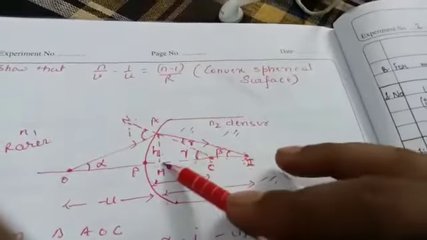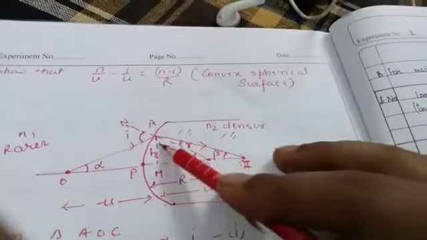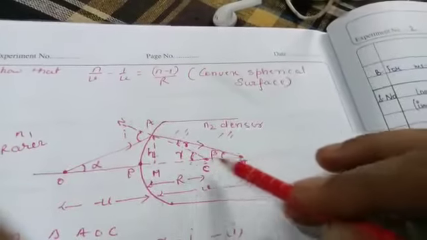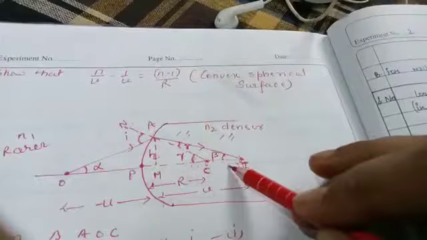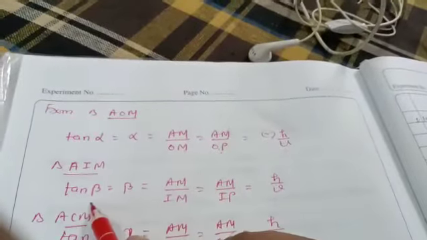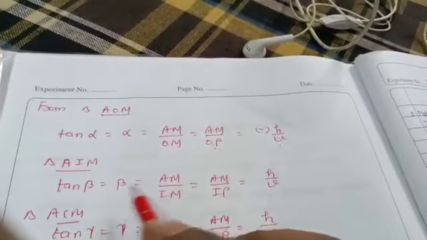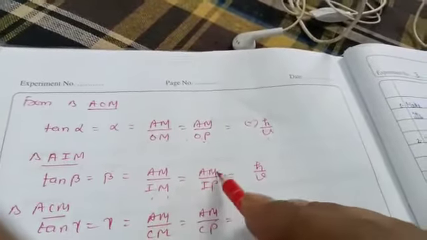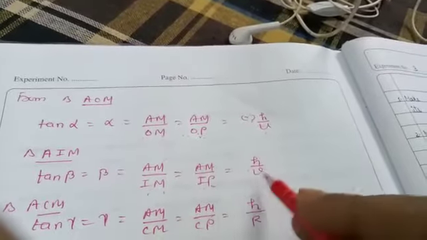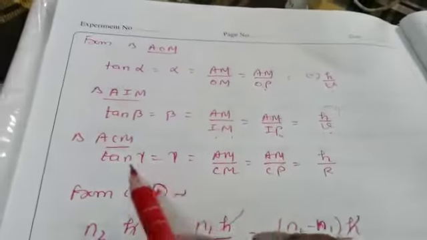Similarly from triangle AIM, tan beta is equal to perpendicular upon base IM, and M is very close to P, so IM is approximately equal to IP. Tan beta is equal to beta, we neglect tan because beta is a very small angle. AM upon IM is AM upon IP. IP is V, the distance of the image from the pole, so beta is H upon V.